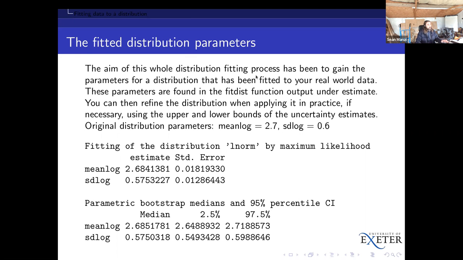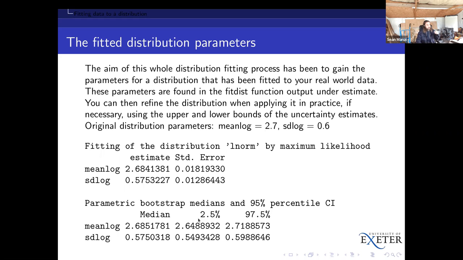Okay, so the aim of this whole process has been to gain the parameters for a distribution that's been fitted to your real world data. These parameters are found in the fitdist function output under estimate. And you can refine the distribution when applying it in practice using the upper and lower bounds of those uncertainty estimates. So thinking back to how this data was created, being drawn from a log normal distribution using parameters of mean log 2.7 and standard deviation log 0.6, we can see that the fitted distribution parameters, our estimate is 2.68 and 0.57. So they're reasonably close to our original parameters from which this distribution is drawn.